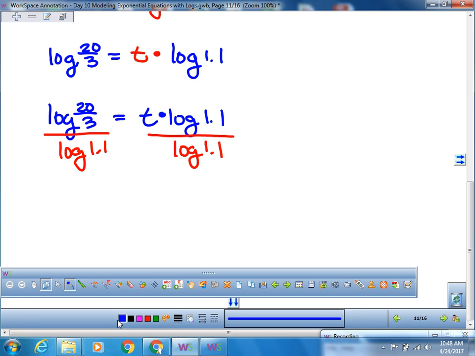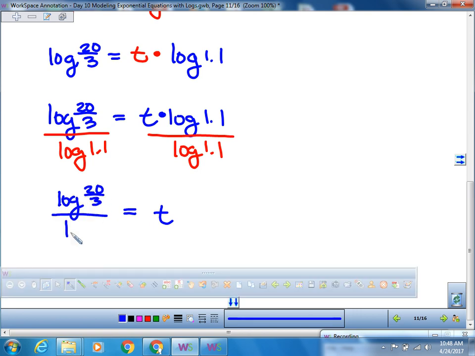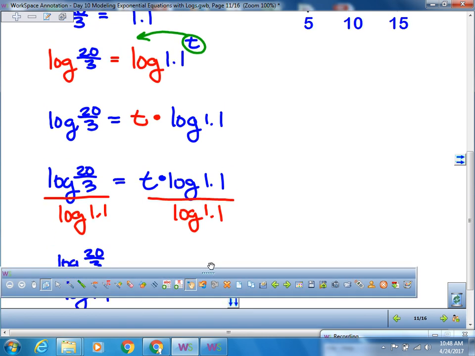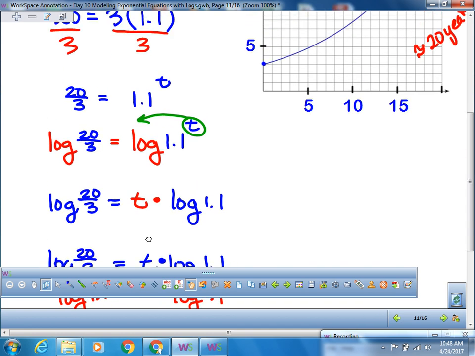So now I have t is equal to log 20 divided by 3 divided by log 1.1. Put it in the calculator, let's figure it out. Yes, Kane. Where would you put the t out front?